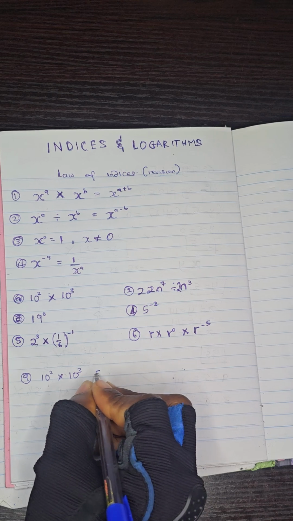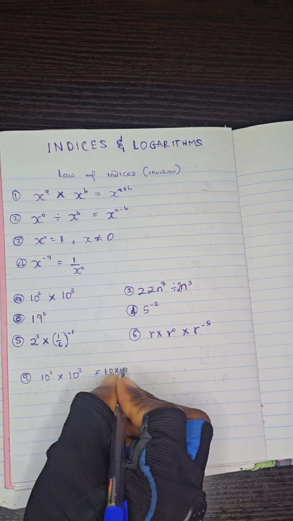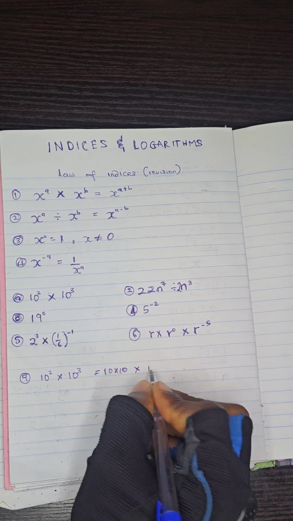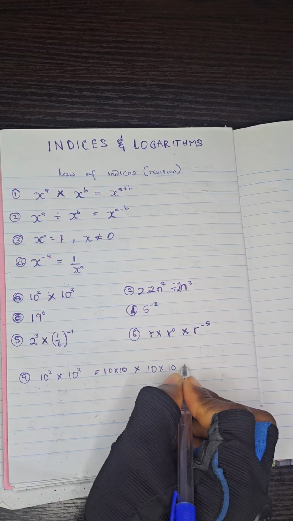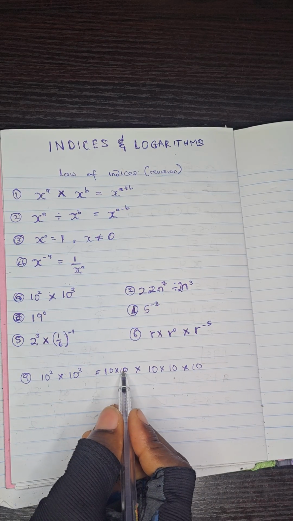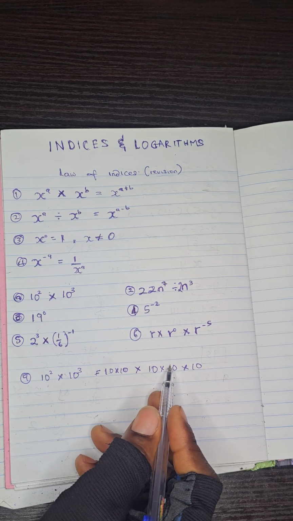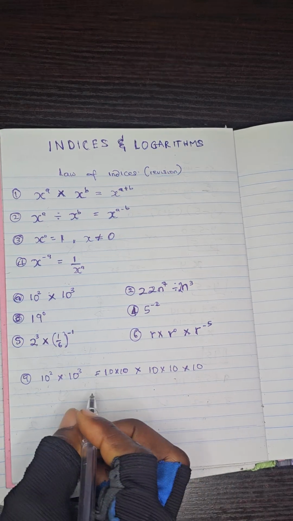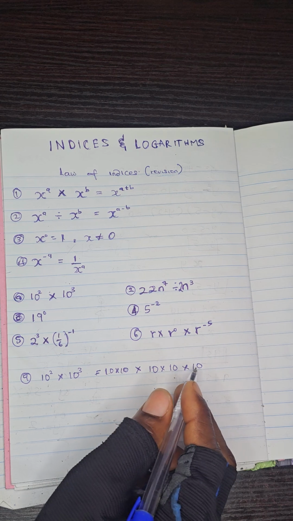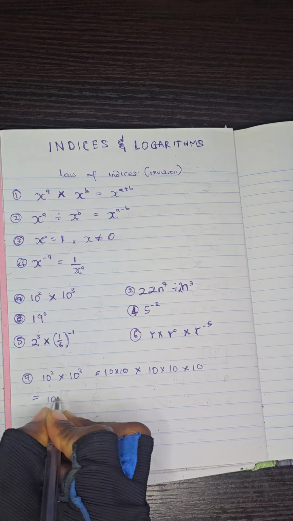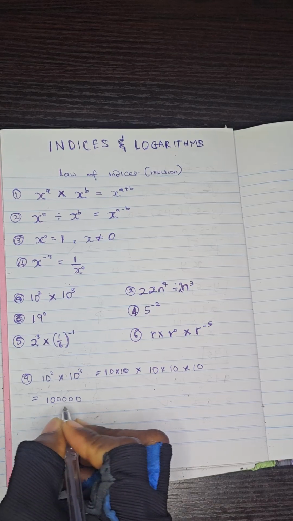This is the same as saying 10 times 10 for this one, times 10 times 10 times 10. By the time you do it this way, you say 10 times 10 is 100, 100 times 10 is 1000, 1000 times 10 is 10,000, 10,000 times 10 is 100,000, sorry for that. So you have something like this. The answer will be 1 followed by 0, 0, 0, 0, 0. This is your answer.